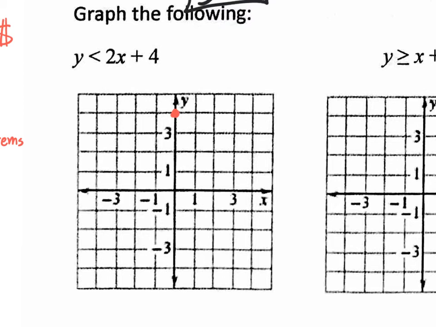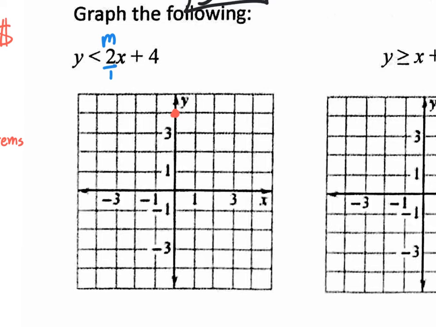Now from that point, what do I do? I have to look at my slope, right? Now don't just think, well, I'm up here somewhere, so that means I need to go down. Don't think that. Okay, you have to actually look at your slope. And what's your slope, guys? 2. Your slope is 2.